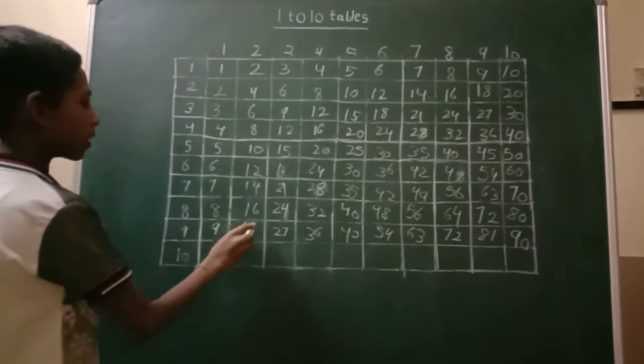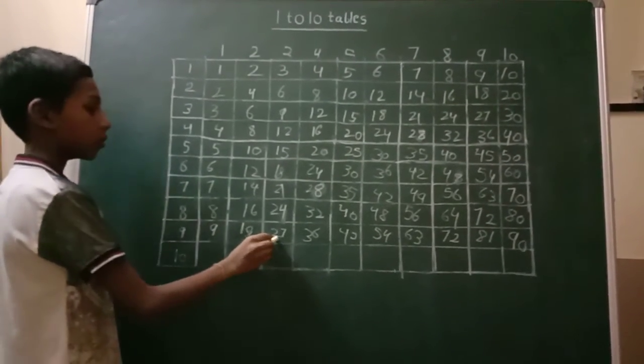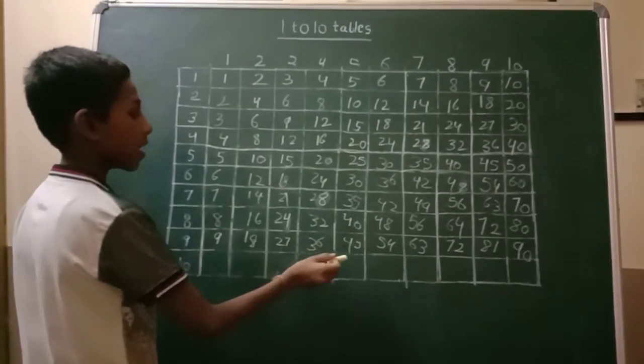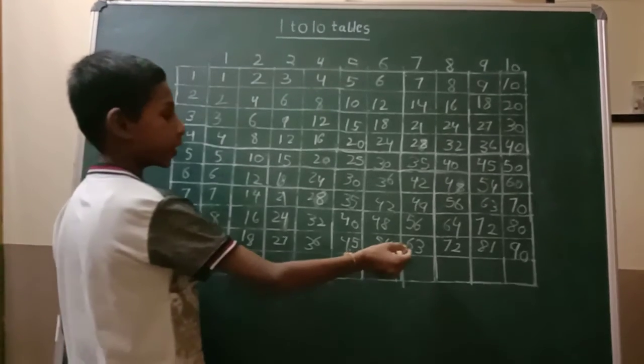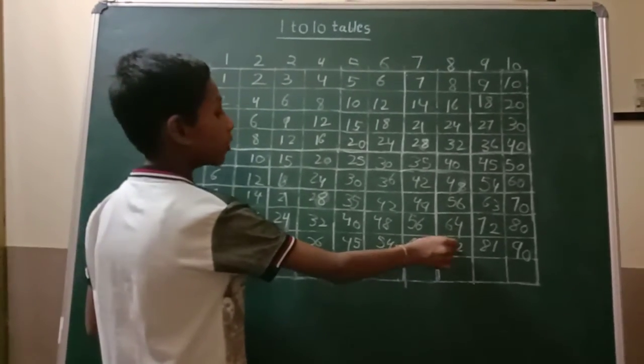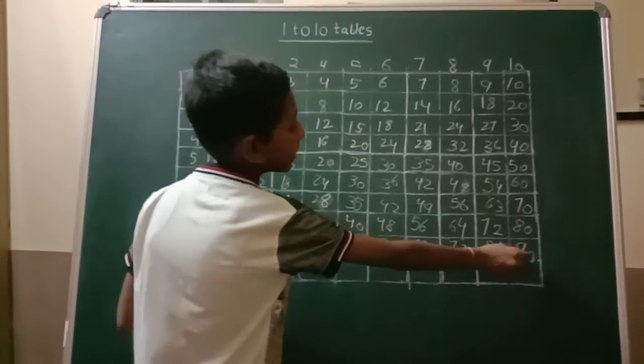9 ones are 9, 9 twos are 18, 9 threes are 27, 9 fours are 36, 9 fives are 45, 9 sixes are 54, 9 sevens are 63, 9 eights are 72, 9 nines are 81, and last 9 tens are 90.